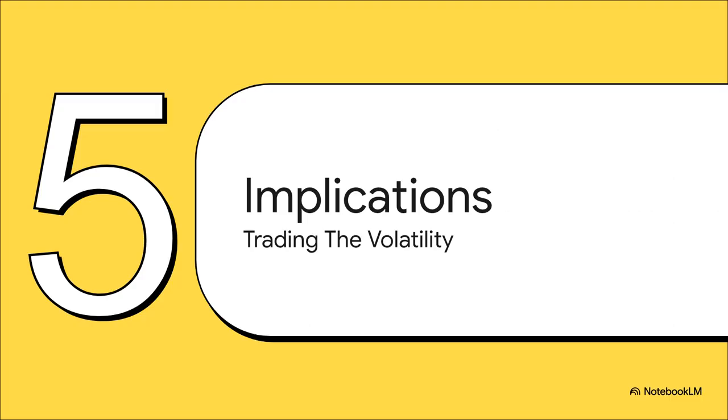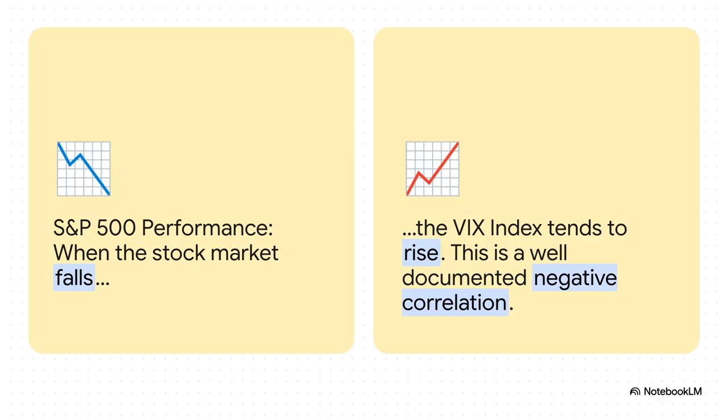Okay, we have just seen exactly how the VIX is built, piece by piece. But why should you care? Well, it turns out this number isn't just a boring statistic. It's an incredibly powerful tool, and it's even a tradable asset. Here it is. This is the relationship that made the VIX famous. It generally moves in the opposite direction of the stock market. So when the S&P 500 falls, fear tends to rise. The demand for options goes up, and the VIX tends to spike. This strong negative correlation is exactly why people call it the fear gauge, and it's why some investors use it as a way to hedge their portfolios.